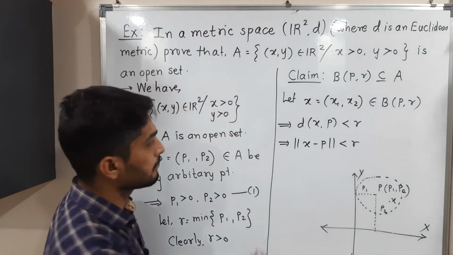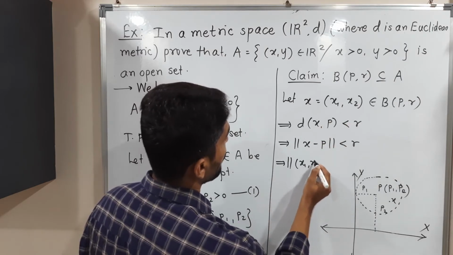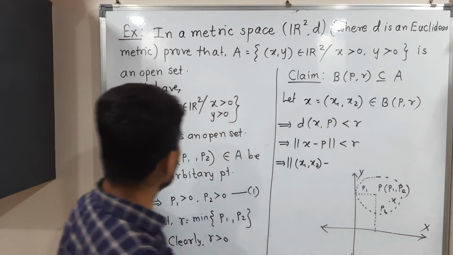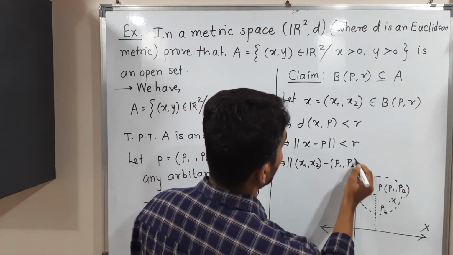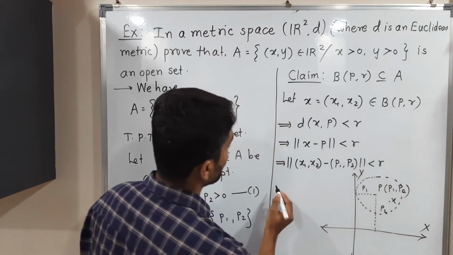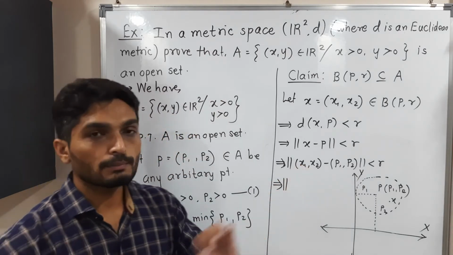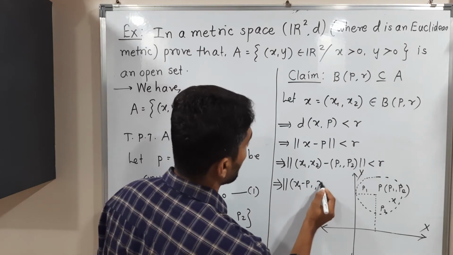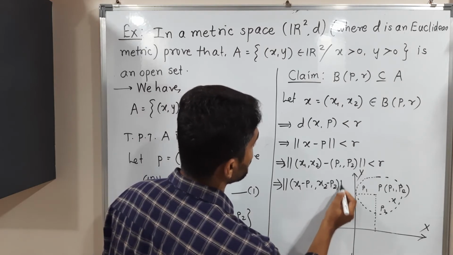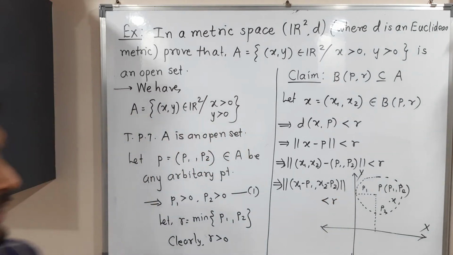Okay, implies x means what? x means (x1, x2), and p means (p1, p2). The distance is less than r. You know that we need to subtract component-wise. That means x1 minus p1 and x2 minus p2, and I am writing this is less than r. You can make a screenshot of it. After that we will go further. Please make a screenshot of it.